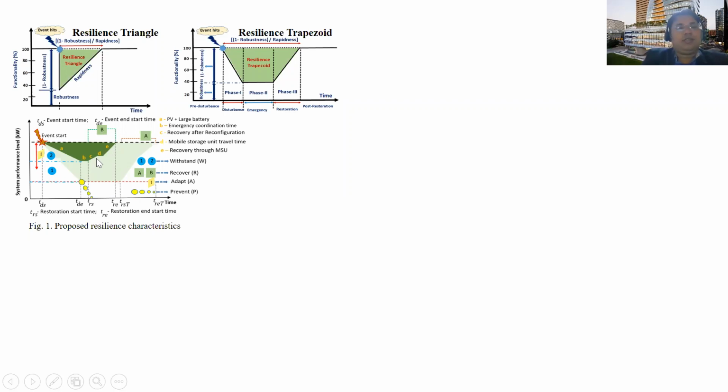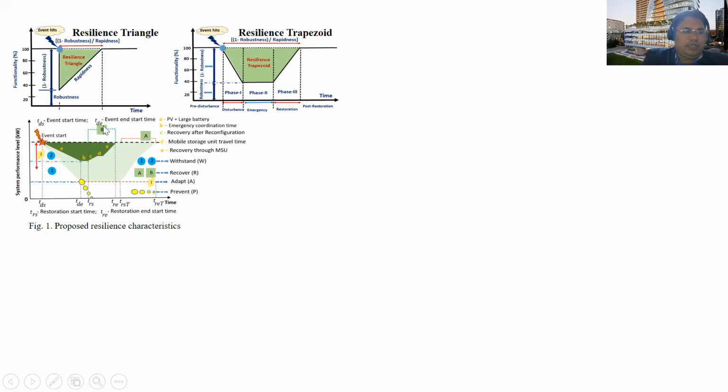If the magnitude of the disaster is very high and multiple faults happen, then we can go for mobility services like mobile substation and mobile storage unit. As far as the mobility service is concerned, it will definitely take some time to reach the load center, and once it reaches the load center, it starts the restoration process, which is called the E phase.